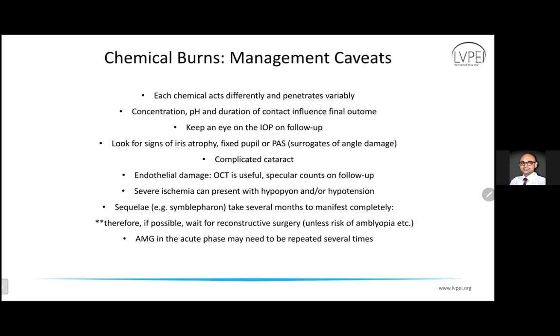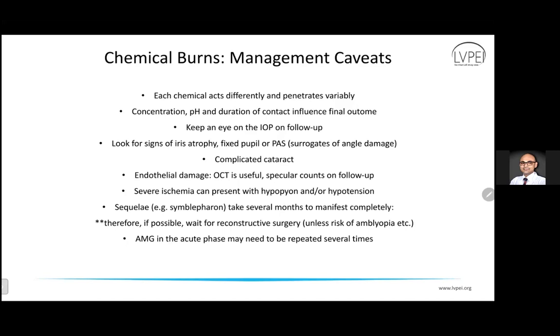Some cases have endothelial damage, and therefore the OCT line scan becomes very useful in those cases to see thickening. In those cases the cornea may not heal because it is edematous, and so there you need to keep the tarsorrhaphy on for longer till it conjunctivalizes. Severe ischemia can also present with hypopyon and also hypotony. And in these kinds of severe cases, sequelae like symblepharon may take several months to manifest completely.